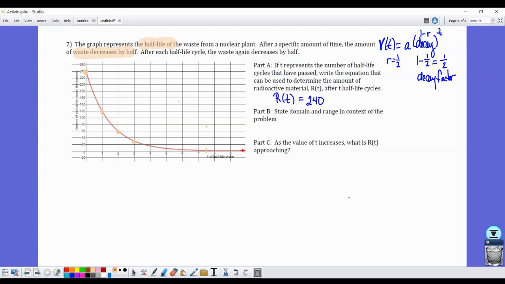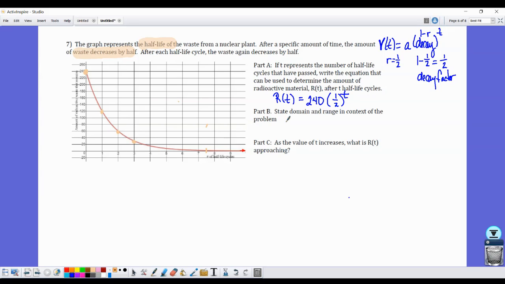So let's see. I'm going to go ahead and multiply that times half-life. And I'll give you a hint. Whenever you're working with half-life, it's not really difficult. You take the original and you multiply it times 1/2. And then you raise that to the t power.